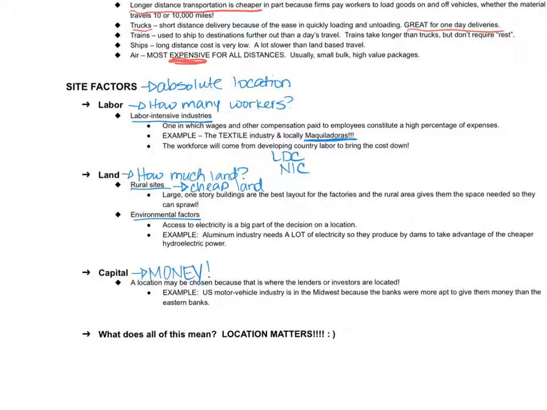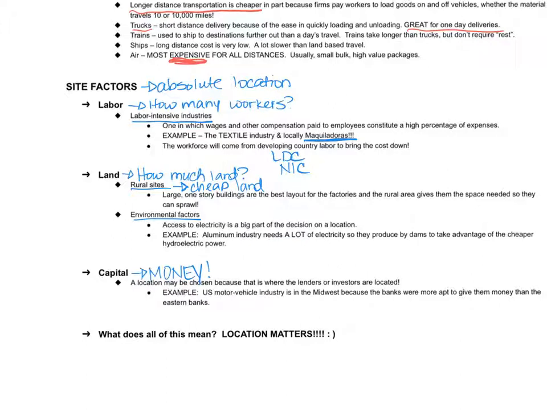Think a long time ago when the automotive industry was booming out in the Midwest. Now the Rust Belt, not so much anymore. But when they were, the people that were investing in them were bankers from the Midwest. That's part of the reason why they located there. So you might end up being located close to your investors so that you can show them, look at all the good stuff I'm doing with your money. So that's what I mean by capital. Where is your money going to come from, and should you be close to that money?